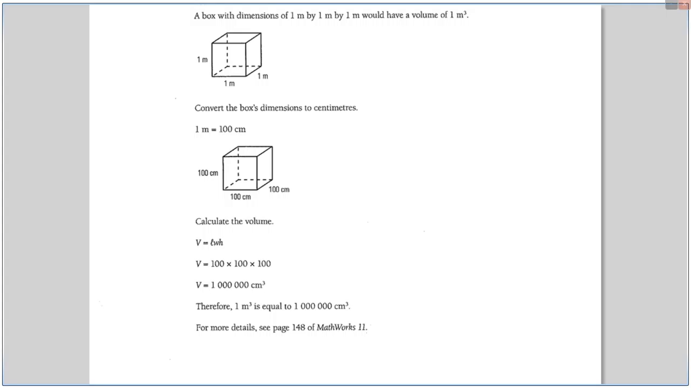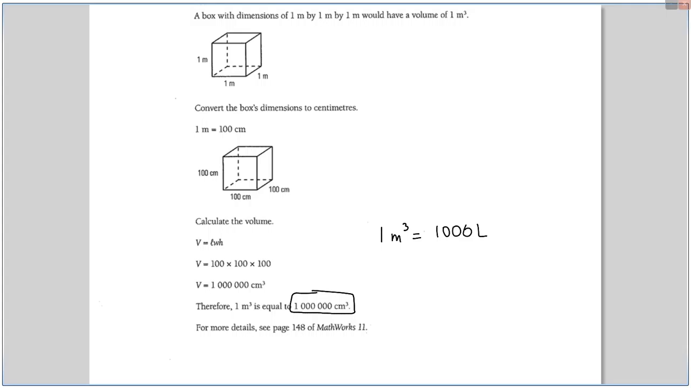What do I have for a meter cube? On your formula sheet, 1 meter cube is 1,000 liters. Okay, so it's 1,000 centimeter cubes. That's a ton. In a meter cube, you'd have 1,000 of those tiny little centimeter cubes. So 1,000,000.